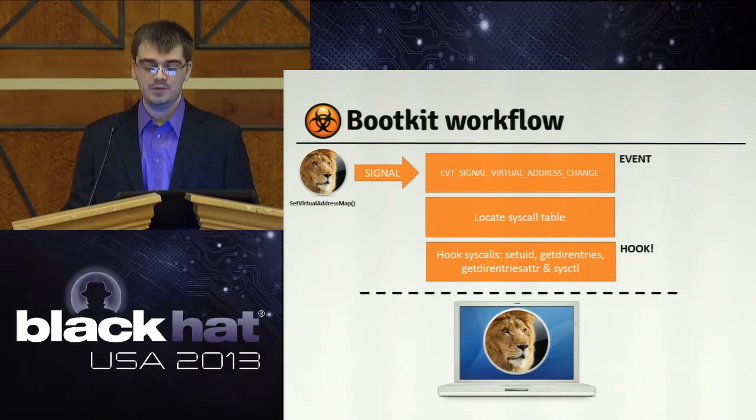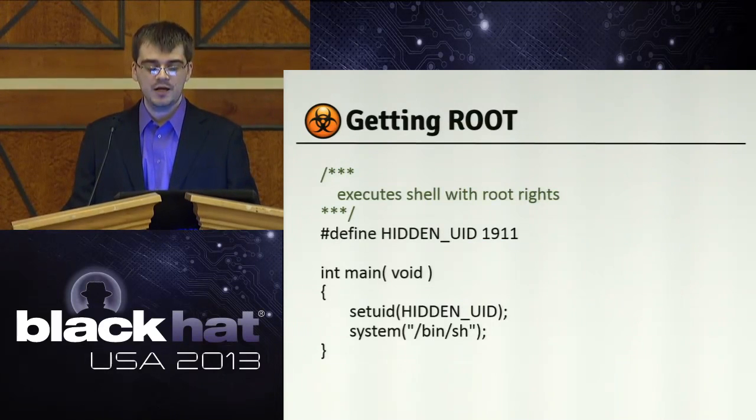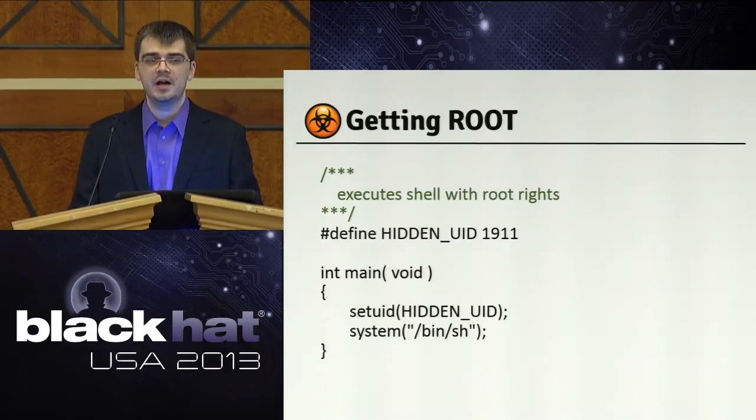So how do we actually get root? This is a small C application which enables you to get root. We try to set our user ID to a specific number. This specific number has been hard-coded inside the bootkit. So as soon as our bootkit at the kernel level sees this user ID, it knows to elevate the privilege of that process to root.